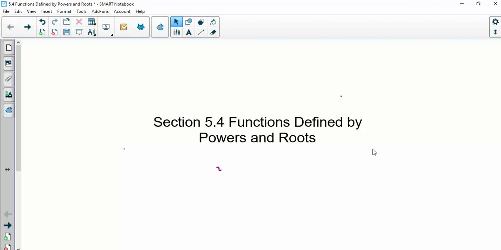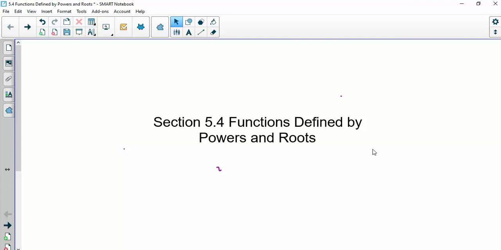So we are continuing in chapter 5. We have a couple more sections that we are going to look at. The first one, today we'll talk about powers and roots. This isn't really new stuff. We did it at the beginning of the year, but we're just refreshing and making sure we remember all of those things from early on.